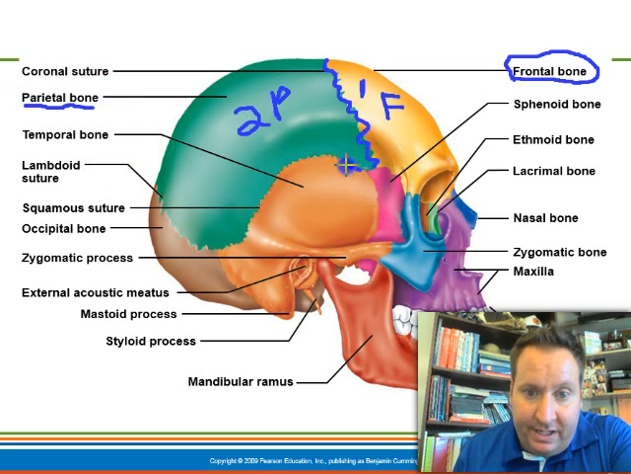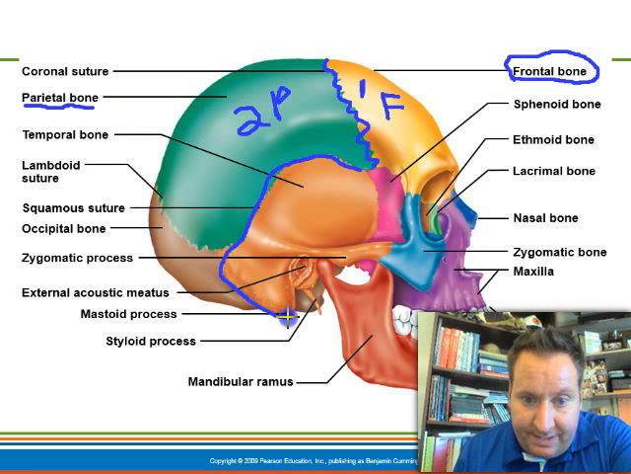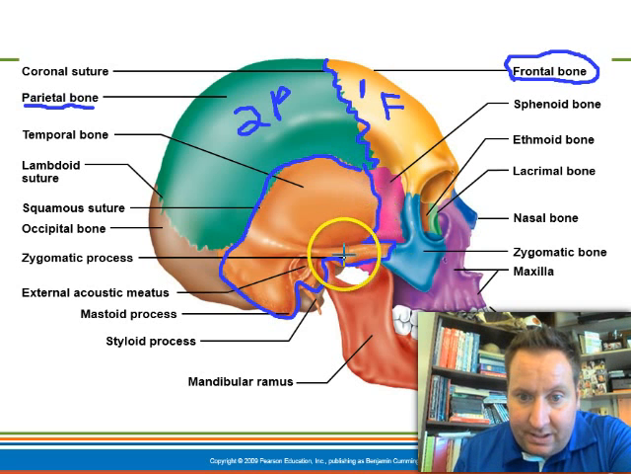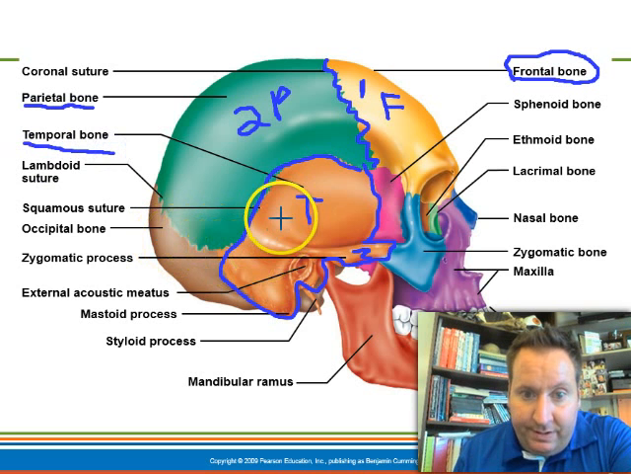Then here you have another bone that's called your temporal bone. Note that the temporal bone, guys, kind of forms this area right here that's called your zygomatic arch. So this was your zygomatic arch. But this is the temporal bone that I labeled with a T. You have two temporal bones, one on each side.